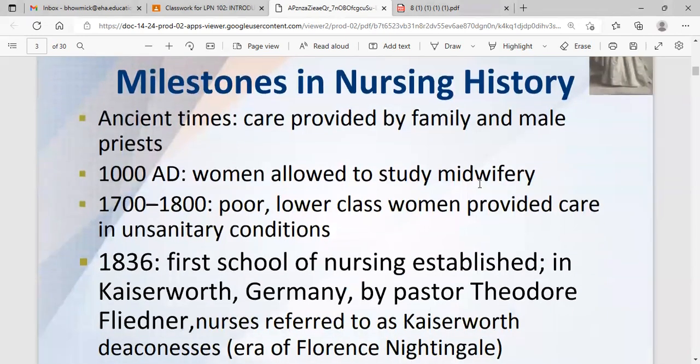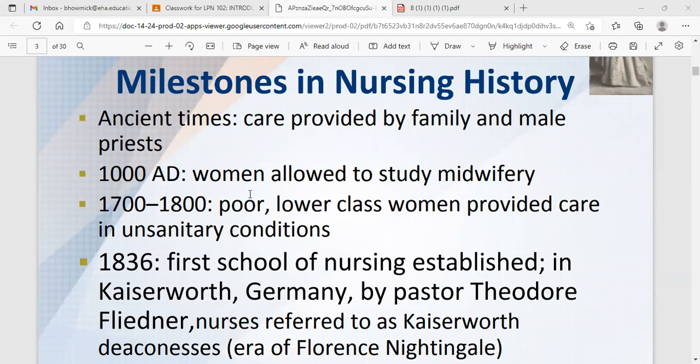First page here, the milestones of nursing history. On this page, basically some important years are mentioned. In ancient times, the care was provided by the family and also the male priest. In 1000 AD, women were allowed to study midwifery, meaning dealing with the pregnant mother, delivery, and post-delivery care, and also the neonate care.